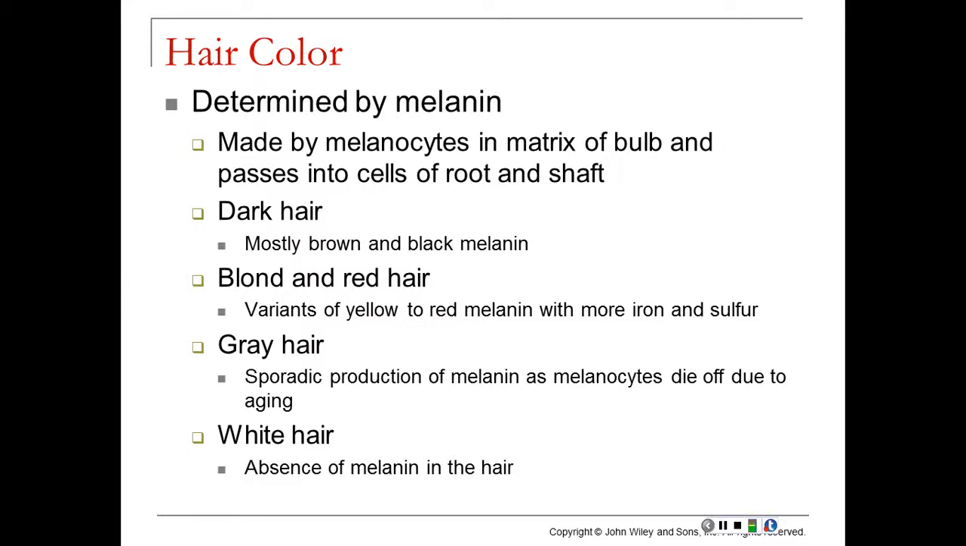Gray hair will occur sporadically, as some of you may have sporadic gray hairs at this time, and that's because the melanocytes are beginning to die off, so they're not producing the pigment as they used to. White hair is the absence of melanin completely within the hair.